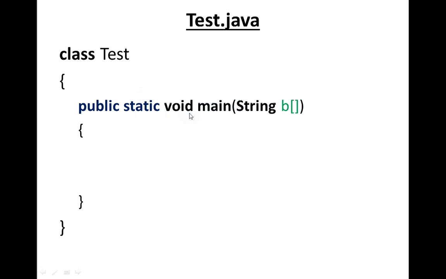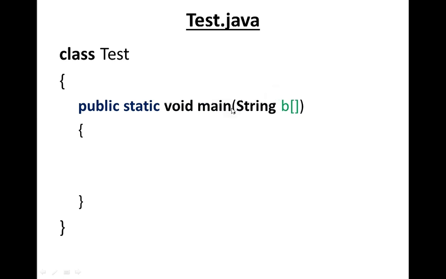Next, what about this void? In programming languages like C and C++, the main method returns an integer value to the operating system, which indicates whether the program is executed successfully or not. Here this main method returns nothing, which is indicated by the keyword void. Void means nothing, so this main method is not going to return anything.